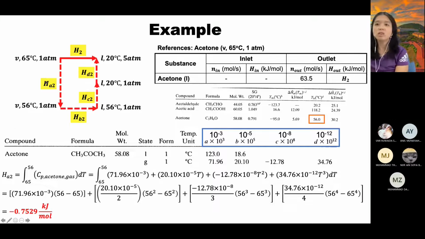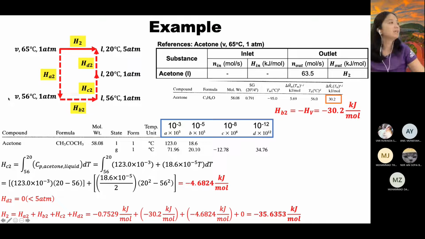Dah, so HA2 ni adalah untuk mengira enthalpy perubahan suhu from initial 65 to my condensation or my boiling temperature. Once I reach my condensation, so HA2 ni saya dah tahu cepat. HA2 ni kamu kena kira lah, kamu guna table B2, kira dulu bila kita bawa acetone from 65 to boiling or condensation temperature, kira dulu HA2, which is negative 0.7529.